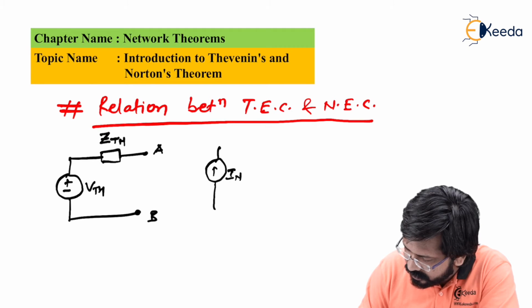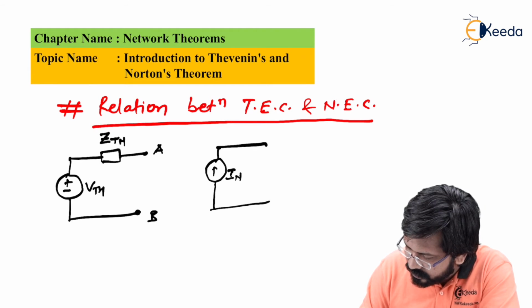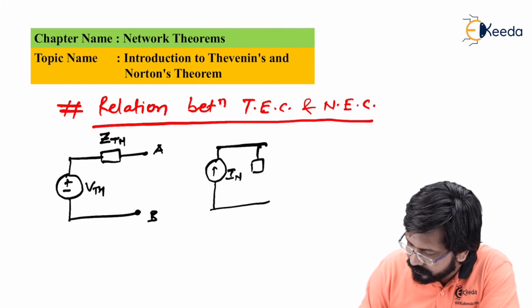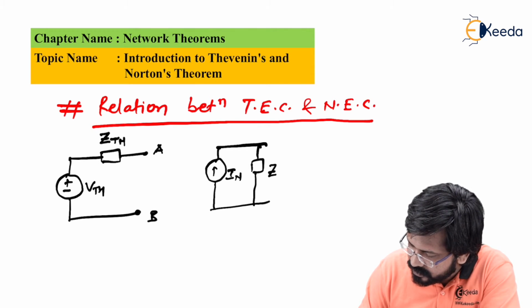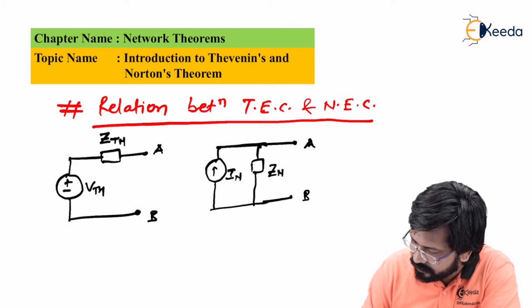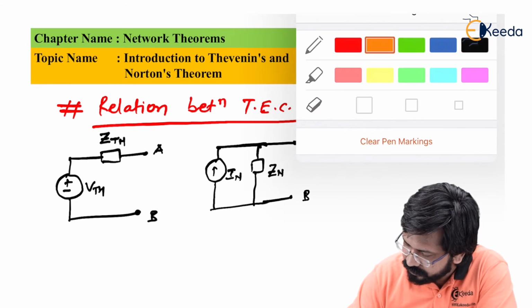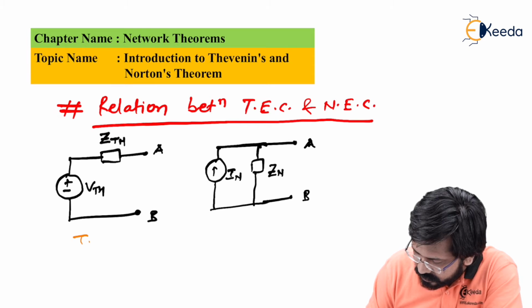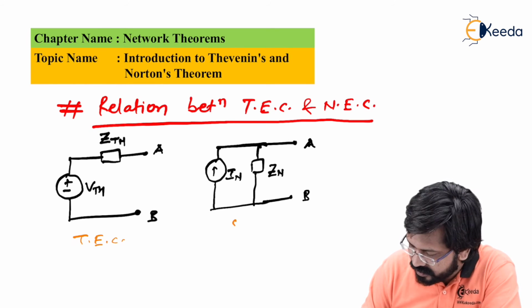having magnitude as IN, whereas we had one impedance which is connected in series with this current source called as Zn. Again, these 2 points are A and B. Needless to tell you, the first circuit is Thevenin's equivalent circuit and the second circuit is Norton's equivalent circuit.